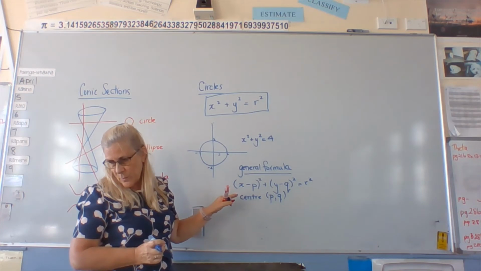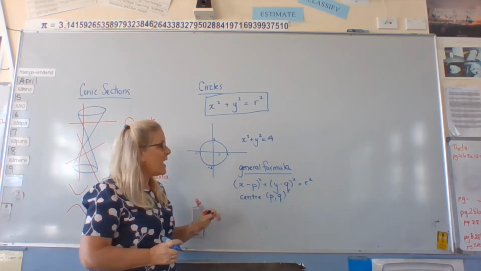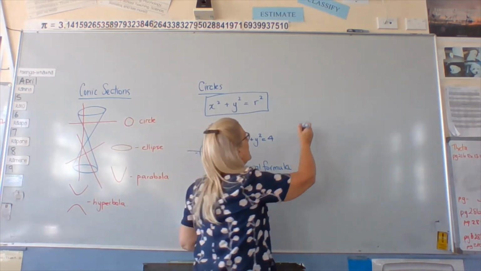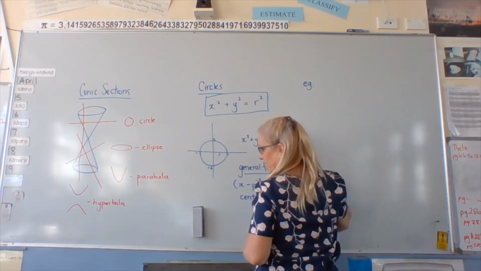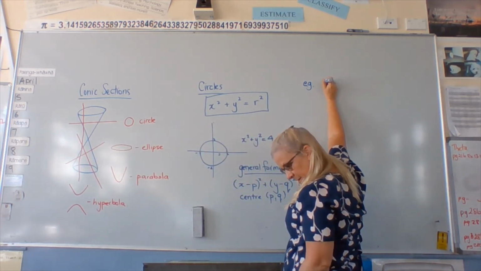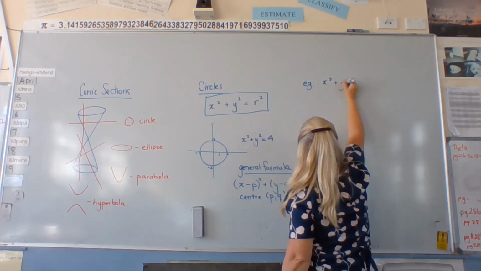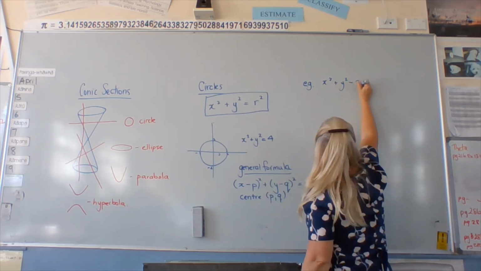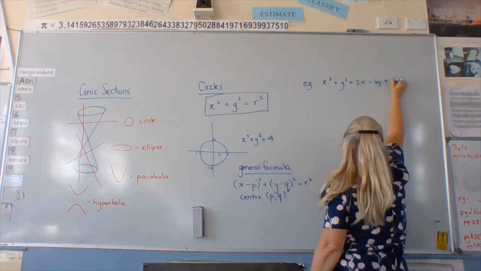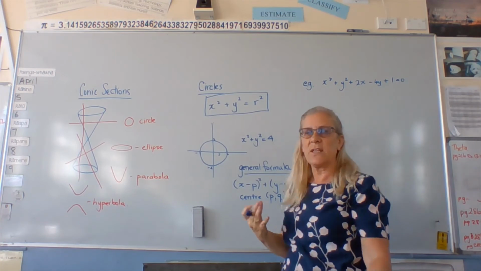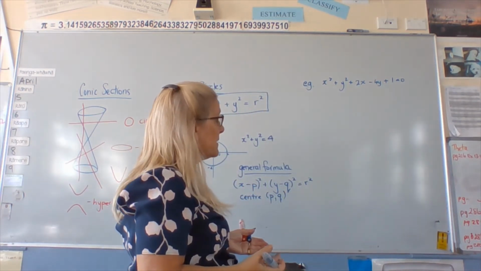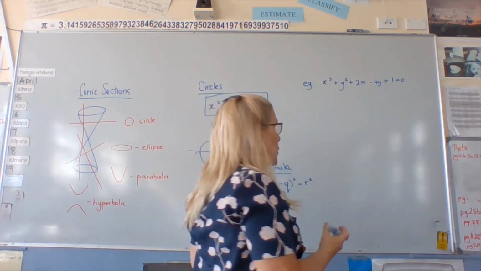Now the problem here is that we want to write it like this, and sometimes it's not given to us like this, it's given to us in a big long equation that looks somewhat like this. Now to draw this, we have to be able to find the centre and to find the radius. So we need to do something called completing the square.